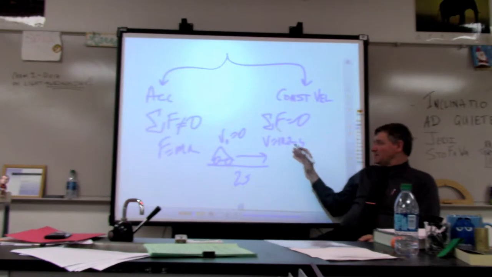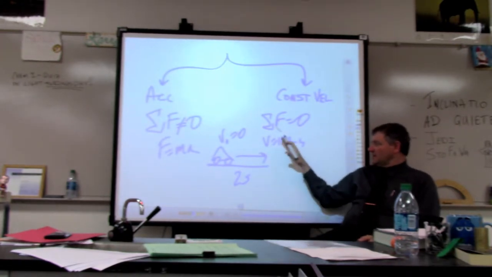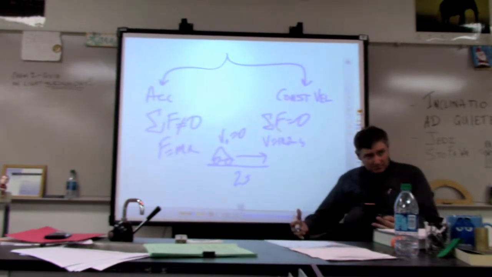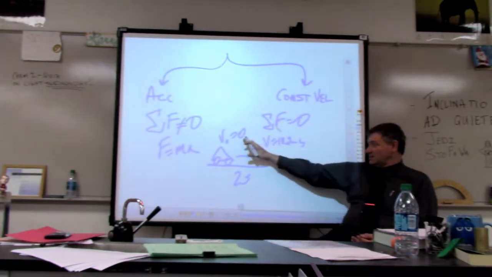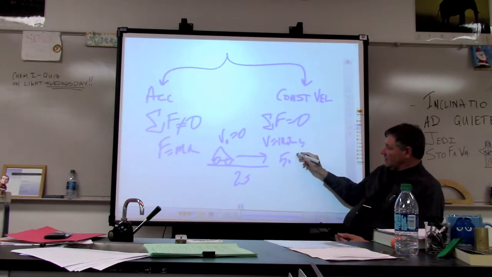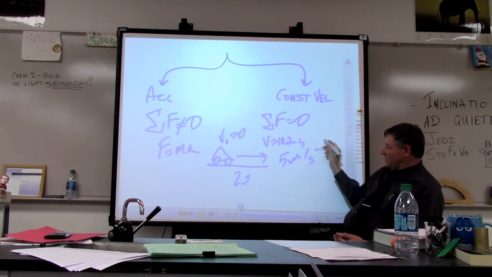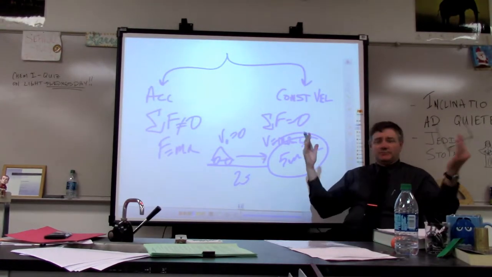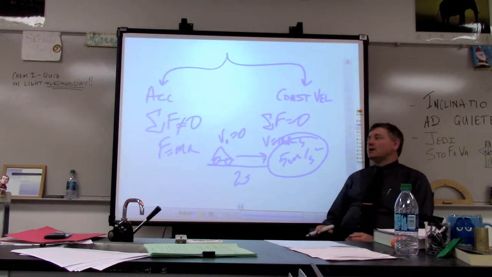So this is simple. Oh, I'm speeding up. I've got a positive velocity. Therefore, I have to have positive acceleration. I take 10 minus 0. I get 10. I divide that by 2. I got 5 meters per second squared. Boom. There's my acceleration. Multiply that by the mass. Voila. There you go.